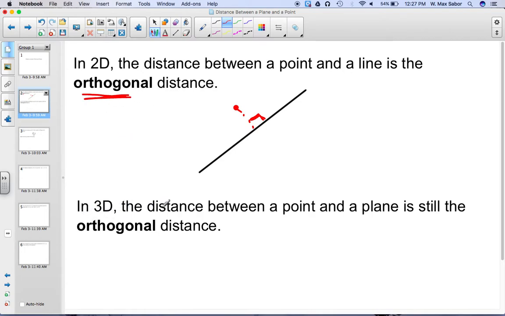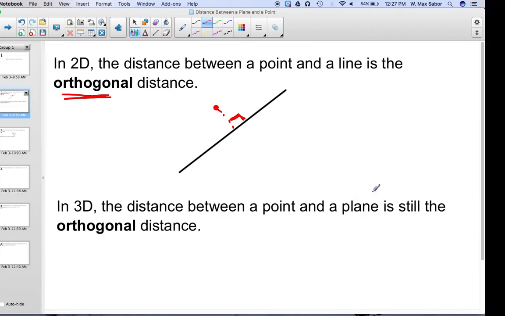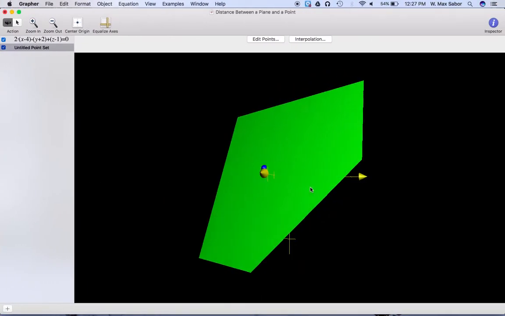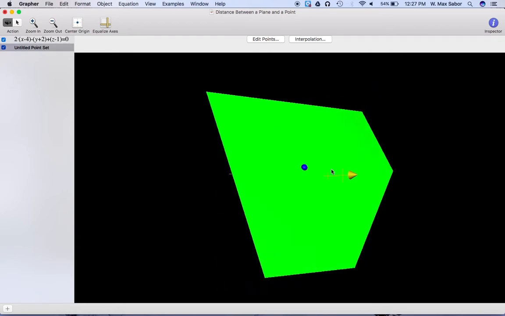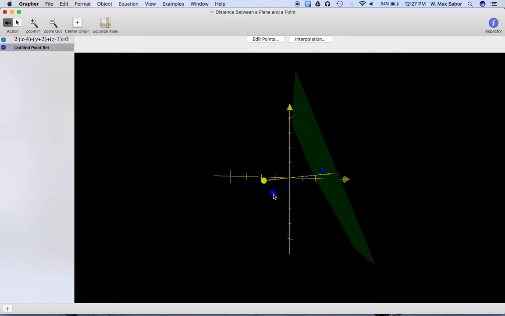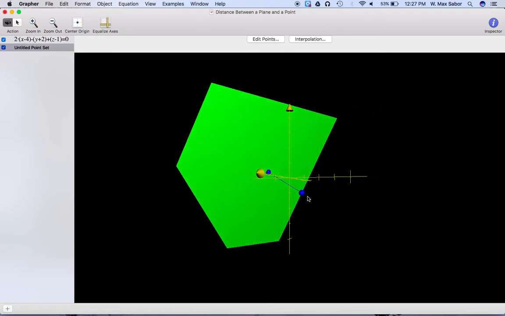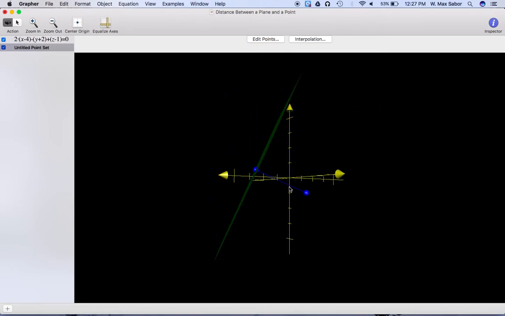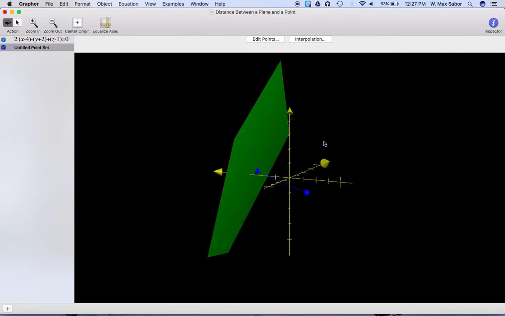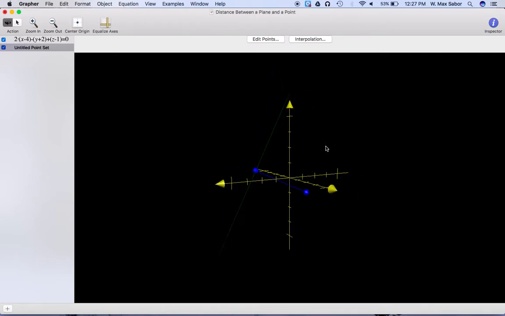In 3 dimensions, the distance between a point and a plane is still the orthogonal distance. So I have a diagram where you see here's a plane, and then this blue point. If we wanted to measure the distance between here and the plane, we want to find that distance. We don't want to go straight across or straight up. We want to go perpendicularly.